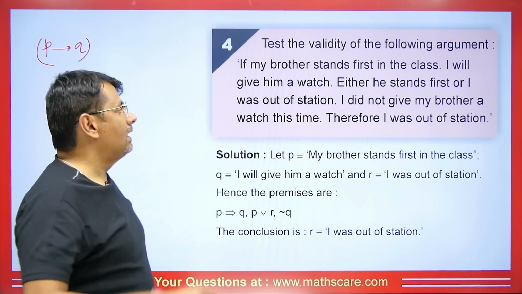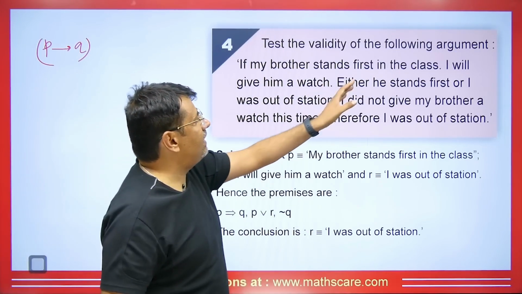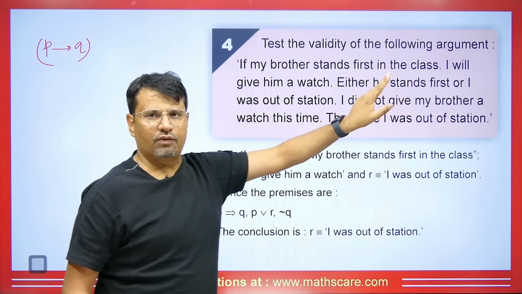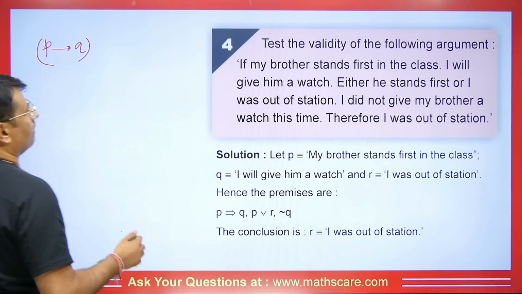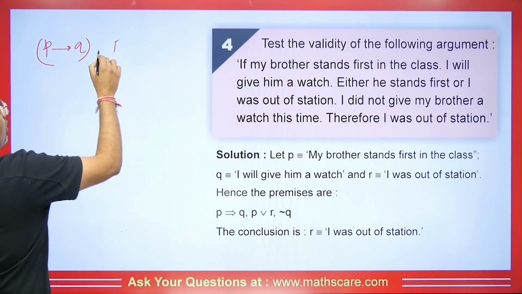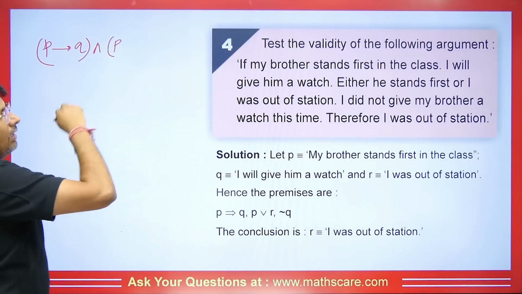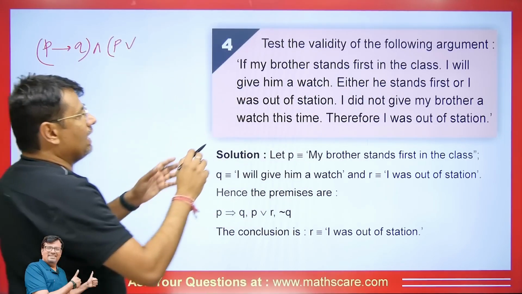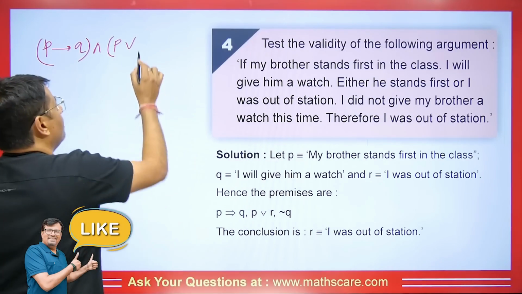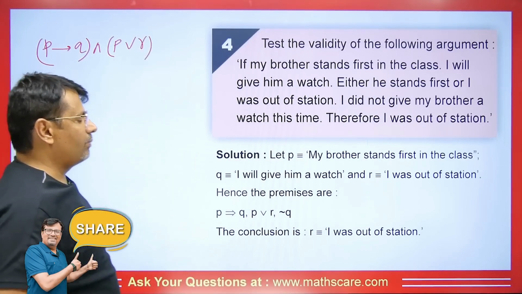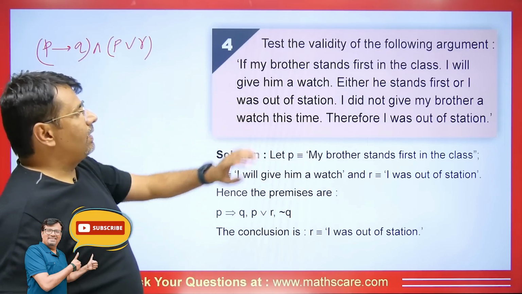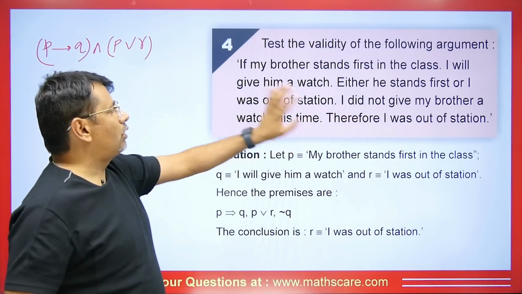Okay. So here we are being told that either he stands first or I was out of station. If he is first, then we will call him P, right? We will denote him as P, then connect it with or. Is it okay? Now here either-or is coming, so in this case, we will get this. I was out of station, so we are naming it as R. What are we naming it? R means I was out of station. Now let's move ahead. Either he stands first or I was out of station.